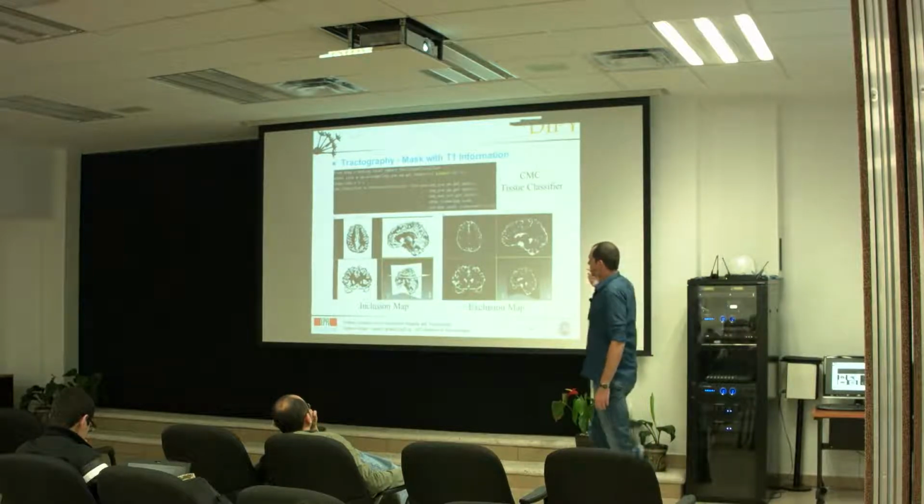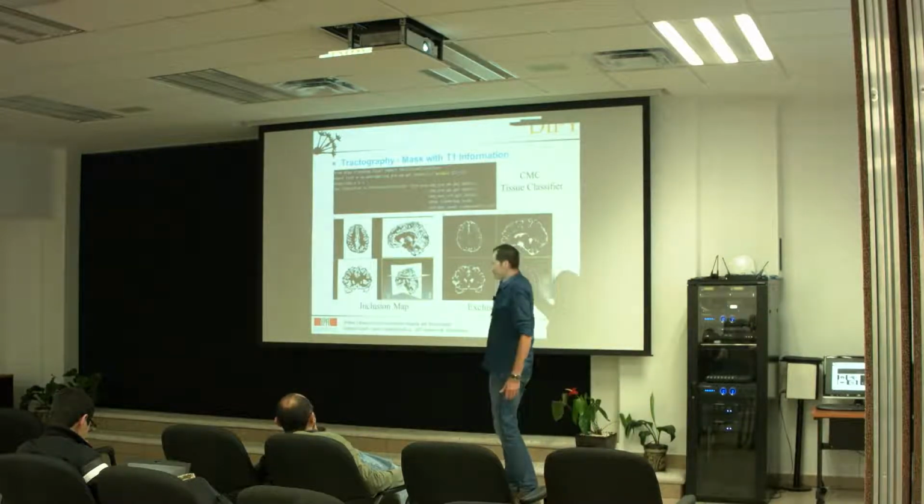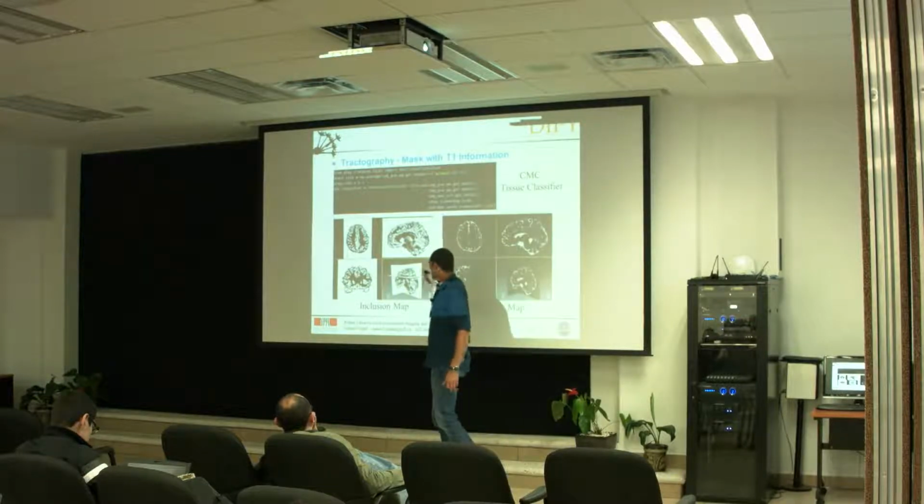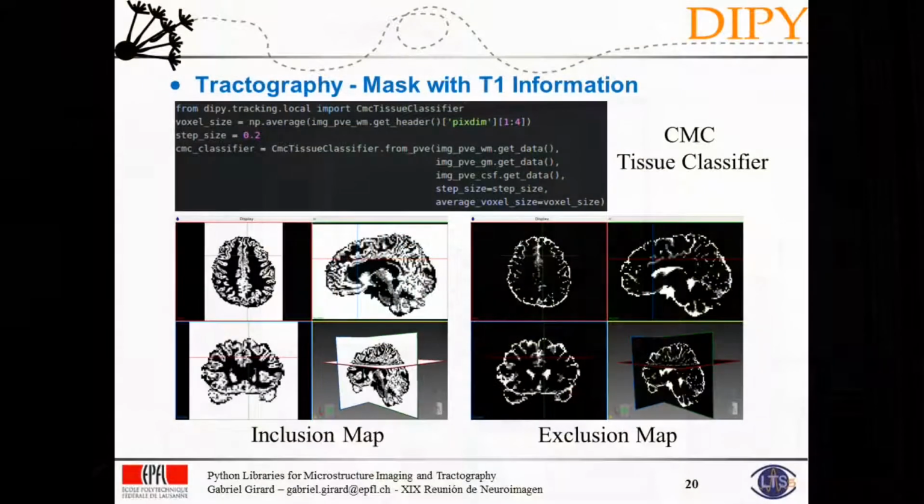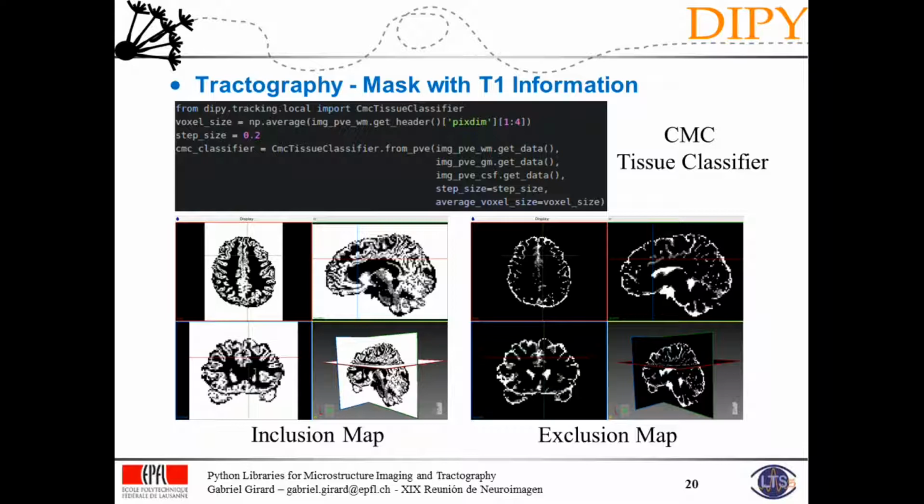And if you look at the actual map, this is the inclusion map, so everywhere in this volume, it's fine for tractography to stop, which is essentially the gray matter plus the outside of the brain, because we want to keep the streamlines that go down the brain stem and exit the image. So we want to keep those streamlines. The exclusion map, which is the region where we don't want tractography to stop, is essentially the CSF.